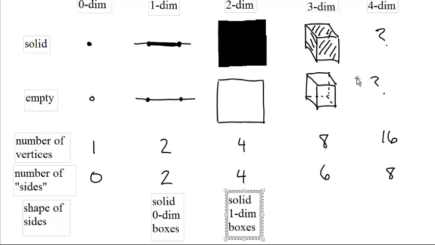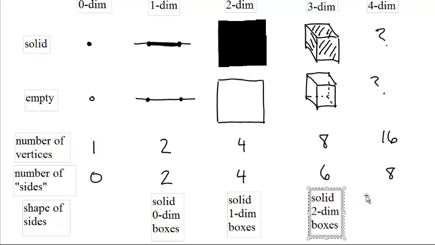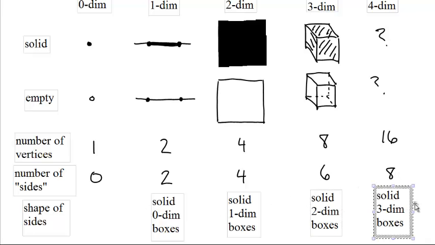What about the sides of a 3-dimensional cube, a hollow cube? Those 6 things that it has are all solid squares. They are solid 2-dimensional boxes. So what's the pattern here? Nothing, no sides, 2 solid 0-dimensional boxes, 4 solid 1-dimensional boxes, 6 solid 2-dimensional boxes. We can only assume that a 4-dimensional cube consists of 8 solid 3-dimensional boxes. So somehow if you take 8 cubes and you arrange them in the right fashion, you can enclose a 4-dimensional space, which we will see in the next video.